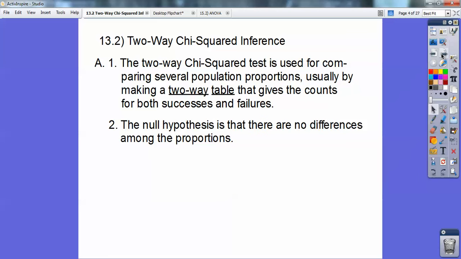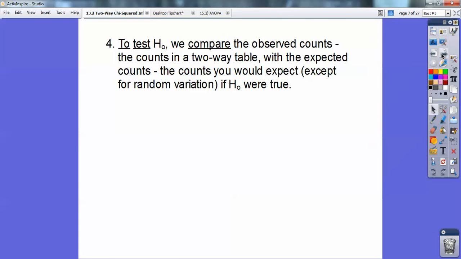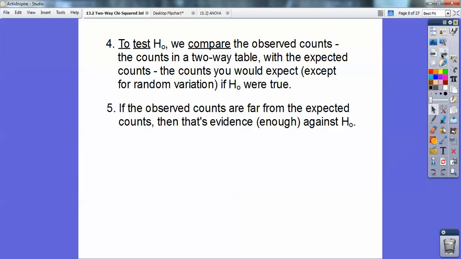The null hypothesis is that there is no difference among the proportions, so they're all equal to each other. And then the alternative hypothesis is that there is some difference, that the proportions are not all equal to each other. To test your null hypothesis, we compare the observed counts, which are the counts in a two-way table, with the expected counts, the counts you would expect, except for random variation, if the null hypothesis is true. If the observed counts are far from the expected counts, then that's evidence against our null hypothesis.